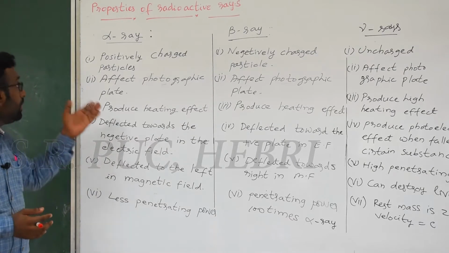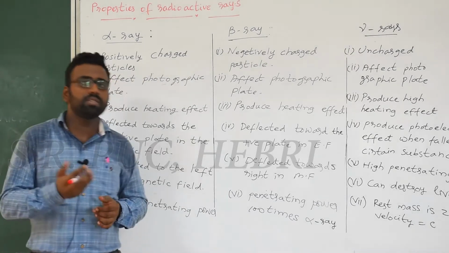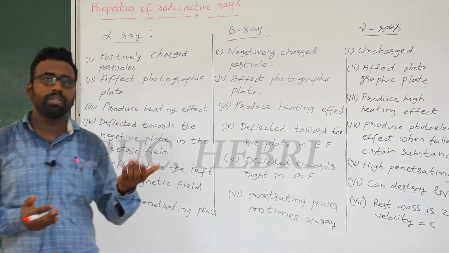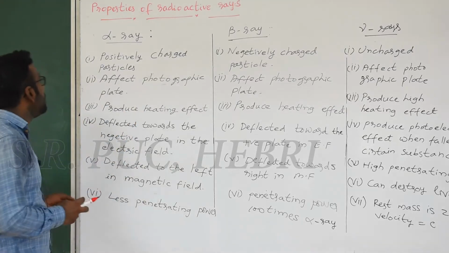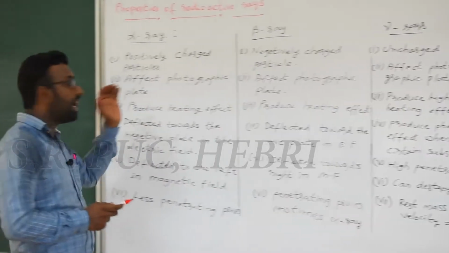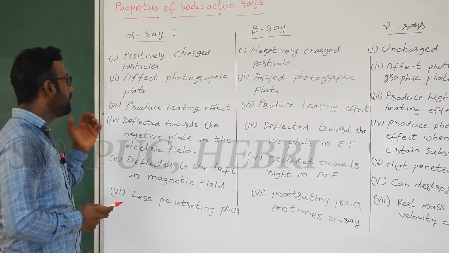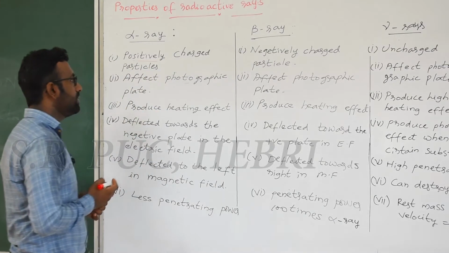The first one is about alpha rays, and we have already discussed them in the last class. Alpha is nothing but a helium nucleus. We will see some of the properties of alpha. So alpha is a positively charged particle. Alpha rays are particles and they are positively charged.